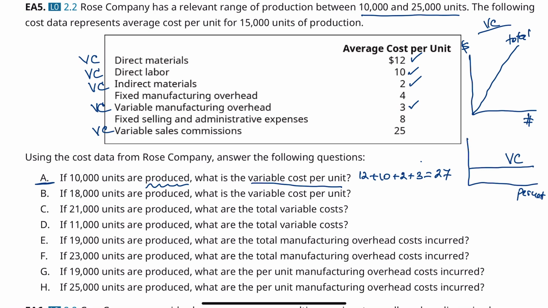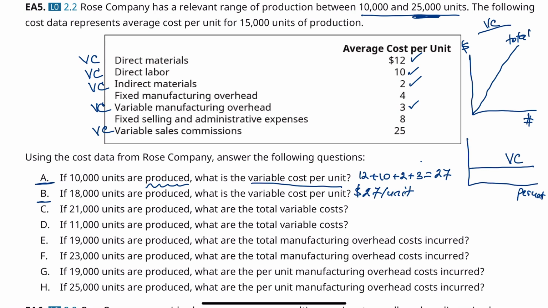Here we didn't include variable sales commissions because the question is about produced units, not sold units. B, if 18,000 units are produced, what is the variable cost per unit? Again, it is the same thing. It doesn't matter whether I'm producing 20,000 units, or 40,000, well, not 40, the range is 25. If I'm producing 10, 15, 18, or 20 thousand, I'm always going to spend $27 per unit. So this is basically it about the per unit cost.